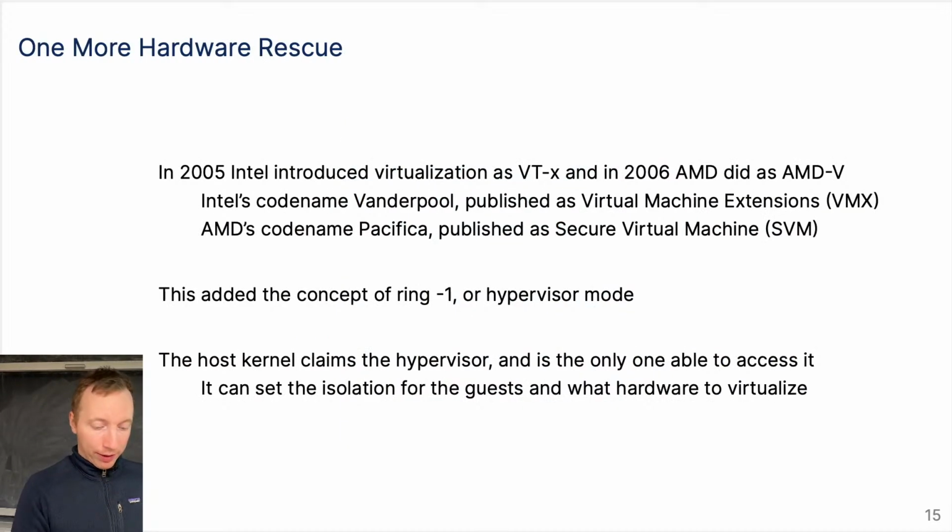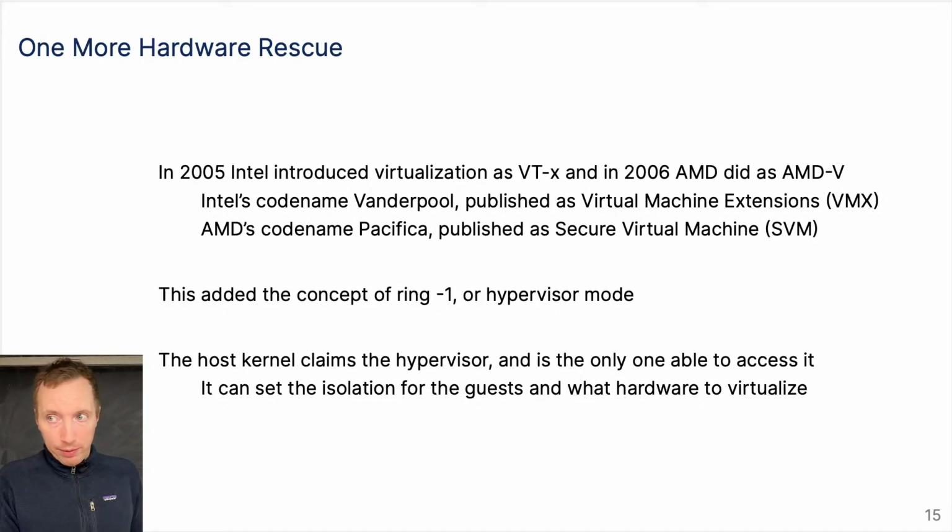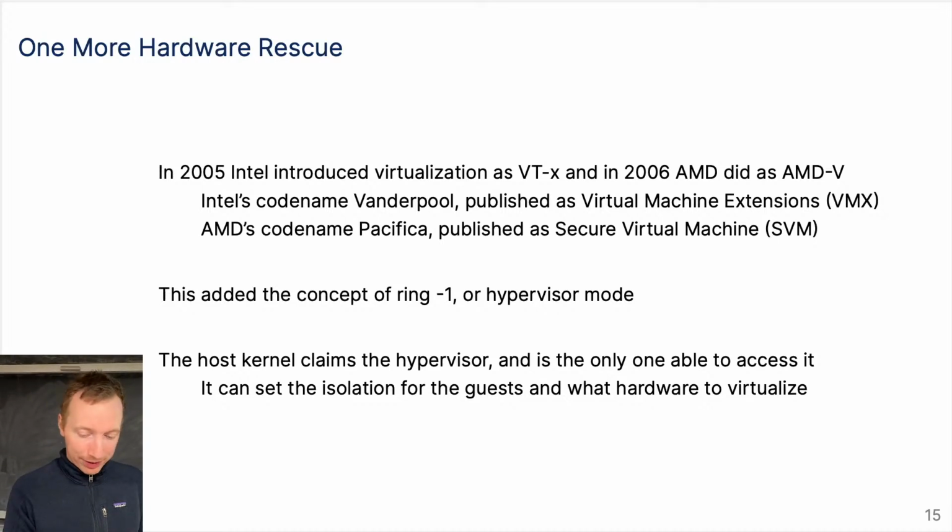So this is where the type 1 hypervisors come in. So there's more hardware to the rescue. They were introduced in 2005. Intel introduced virtualization, calling it VT-x, and AMD did in 2006. It was called AMD-V. And if you start playing with virtual machines, you might have to go into your BIOS and enable some settings to actually enable this hardware support.